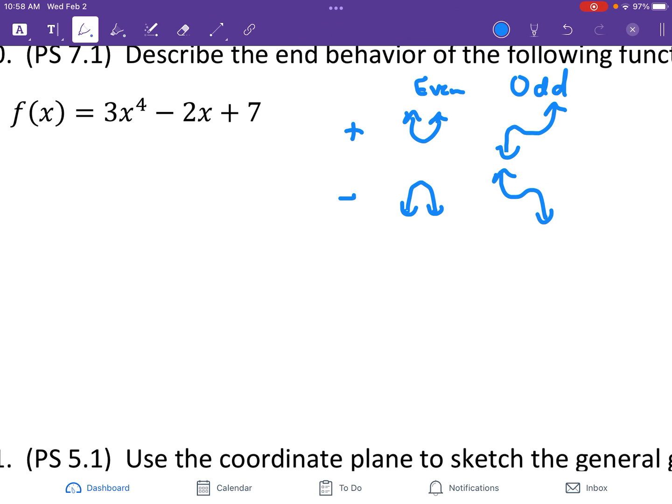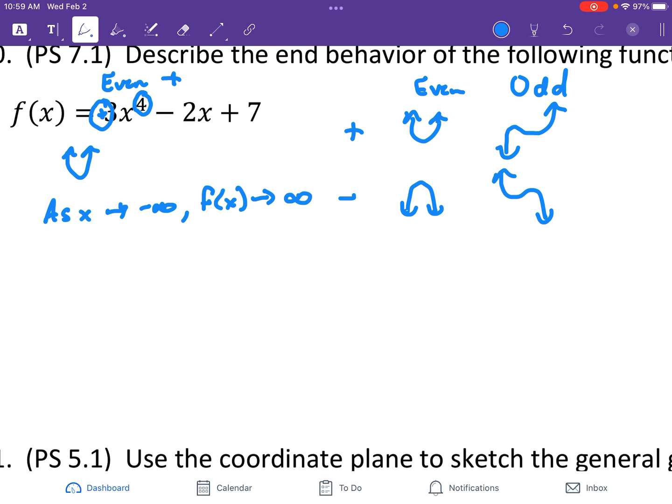So in the first one, we have an even exponent, and we have a positive number. So this is positive 3. So this is going to be even and positive. So the graph for this is going to look like this. So we have to determine the end behavior, where the arrows are going. We write this as: as x approaches negative infinity, as it goes to the left, the graph of f of x is going up towards positive infinity.